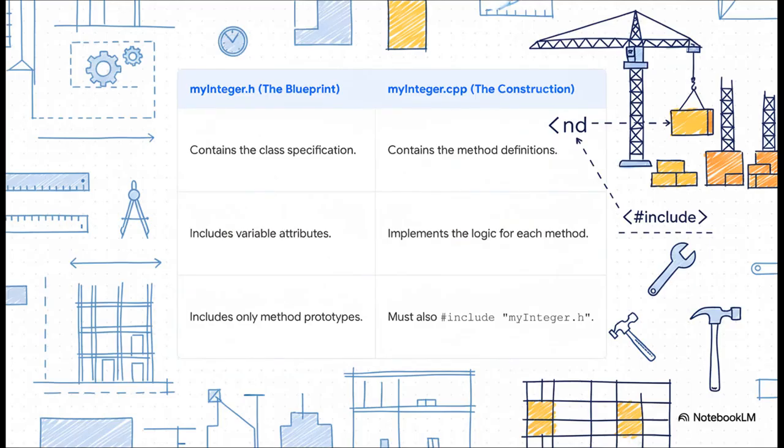And this is what that separation looks like. On the left, you've got your header file, myInteger.h. This is the public blueprint. It just lists the functions and variables.